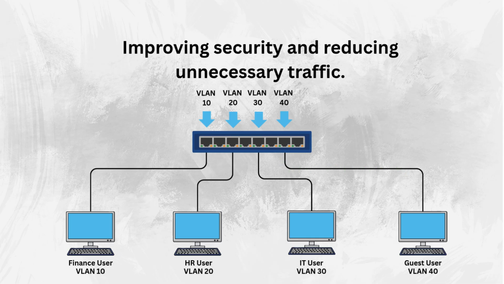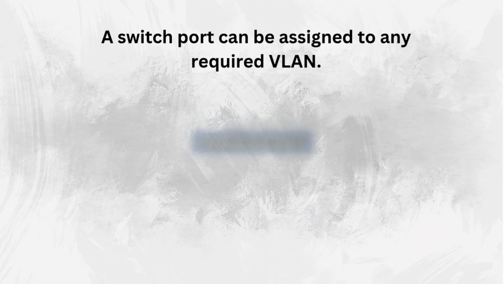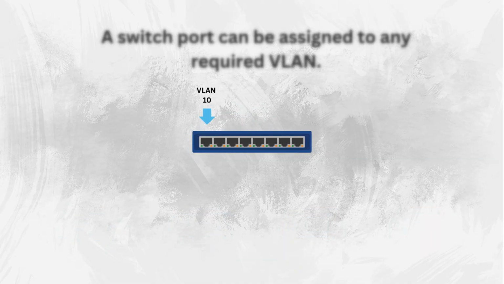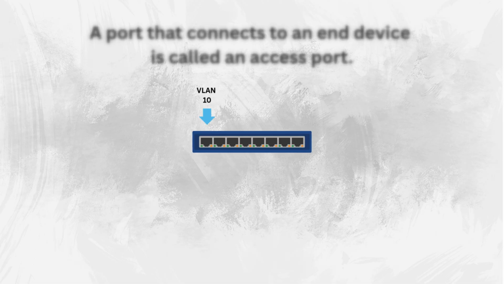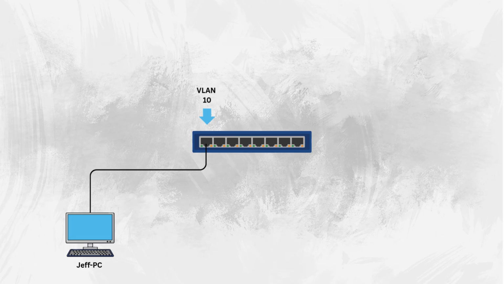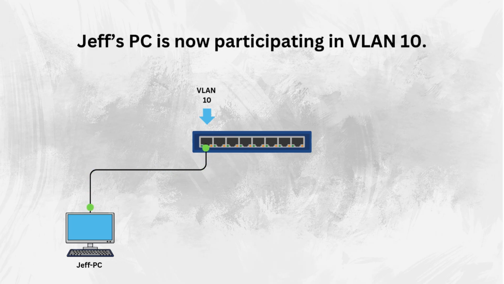Now let's look at how this works. Each switch port can be assigned to a VLAN. This is called an access port. If port 1 belongs to VLAN 10, then any device plugged into that port becomes part of VLAN 10. Simple. When multiple switches need to carry several VLANs between them, we use something called a trunk port.